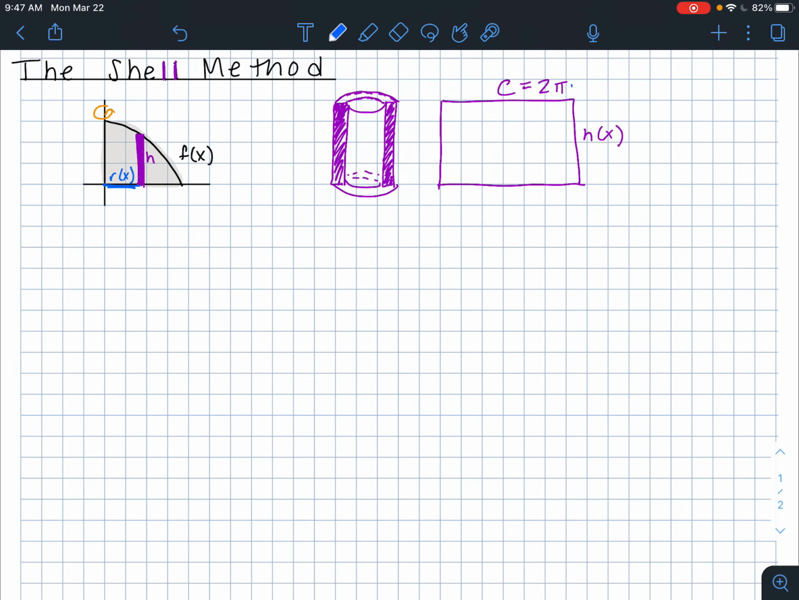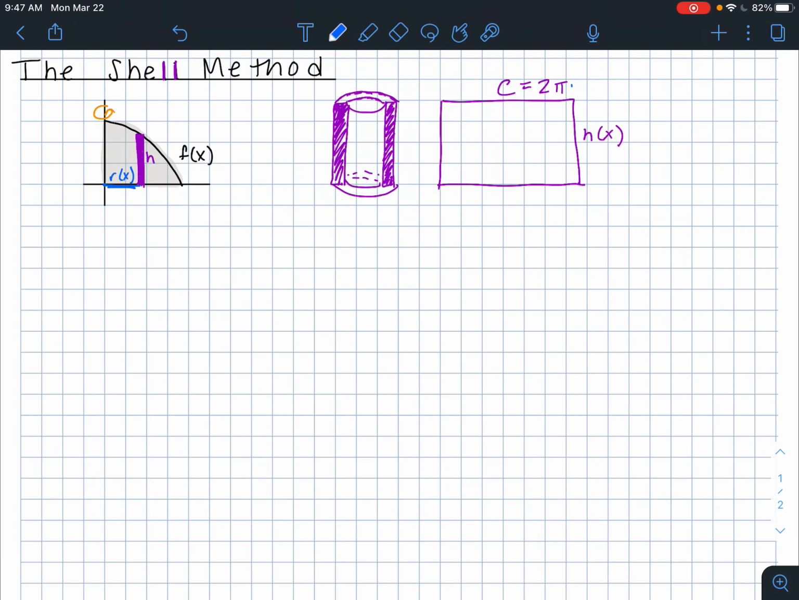So the volume with the shell method is the integral from a to b of 2 pi times your radius times your height, where r of x is the distance from the axis of revolution, and your h of x function, or it can also be in terms of y, is the height of any representative rectangle.